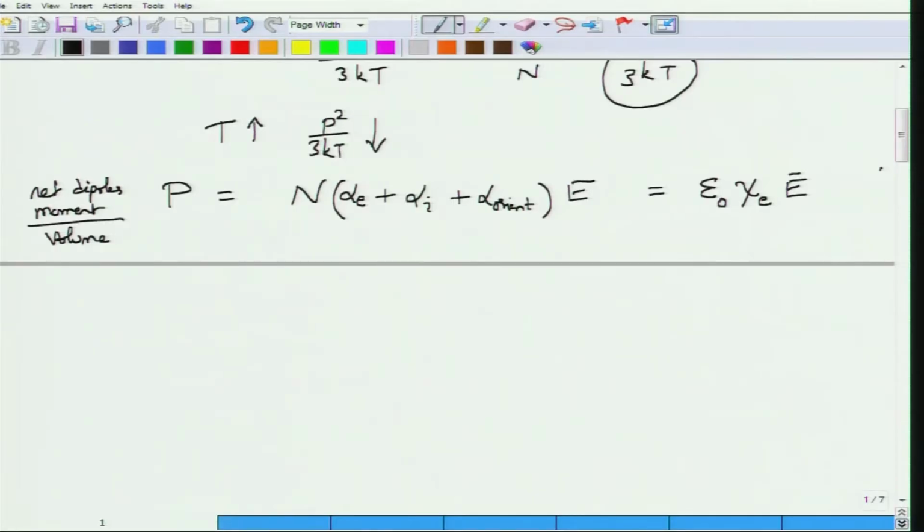Since electric field is a vector, P also becomes a vector. So you have a vectorial relationship of polarization being directly proportional to the electric field vector.